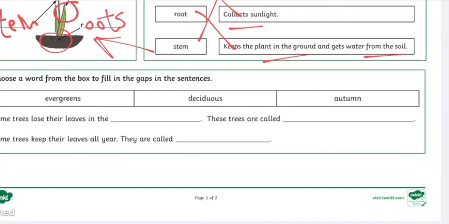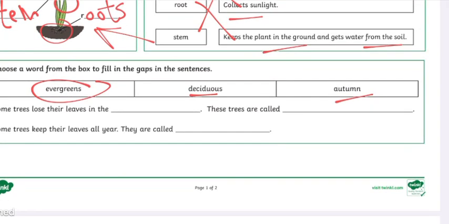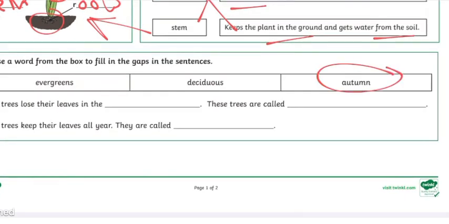Then I have three slightly strange words. Evergreens, ever, like evergreen, it's green forever, all the time. Deciduous means it can lose the leaves in autumn or the fall. So when I said some trees lose their leaves, in which season? In autumn, or it's called fall. So these trees are called what? Deciduous, yes.